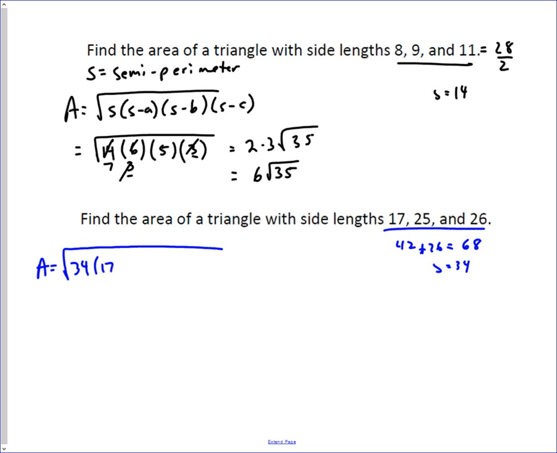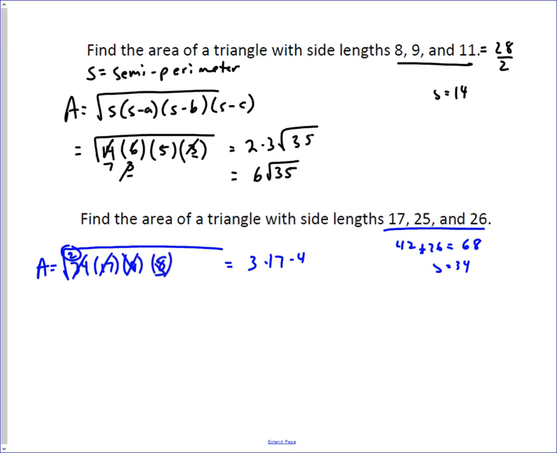Well, 34 minus 17 is just 17. 34 minus 25 is 9. 34 minus 26 is 8. And all of a sudden, if we do what I said in the last problem, which is take out factor pairs, well, here, the square root of 9 is just 3. There's a 17 in 34. And so if I take two 17s out, I put the 17 out front. And then I'm left with 2 times 8, and 2 times 8 is 16, and so we know the square root of 16, that is 4.